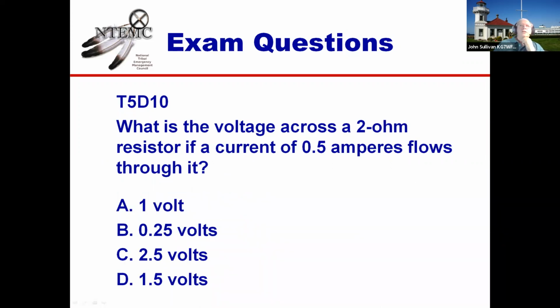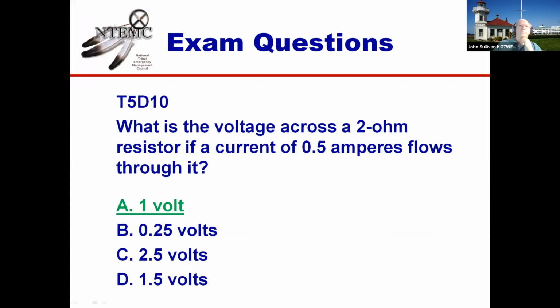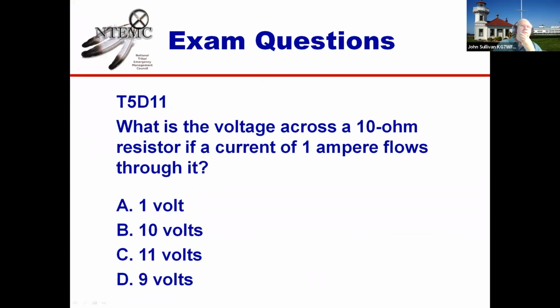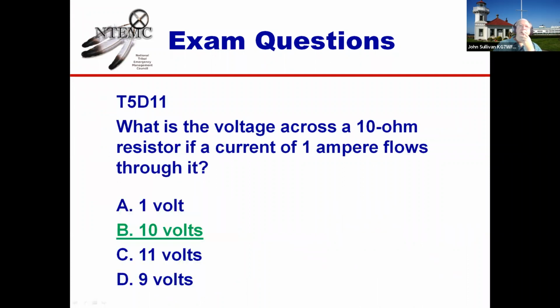Now we're looking for voltage across a 2 ohm resistor if a current of 0.5 amp flows through it. Same idea. This time the thumb goes over the E. We've got resistance times current, or 2 times 0.5, or 1 volt. What's the voltage across a 10 ohm resistor if 1 amp current flows through it? Same deal. Multiply them together, you get 10 volts. That's the answer.